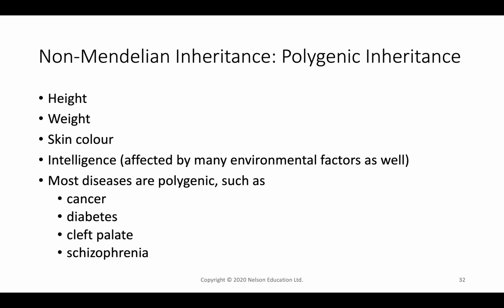So a lot of things are going to interact in a way that we call non-Mendelian inheritance. Mendelian inheritance is just very simple, dominant recessive characteristics. But a lot of things are polygenic, like height, weight, skin color, and intelligence. And a lot of things have epigenetics, or what we call environmental factors, that can influence them as well. So epigenetics is kind of like the nurture part of how your genes are going to interact with you. And again, most diseases are also polygenic, like cancer, diabetes, schizophrenia, etc.